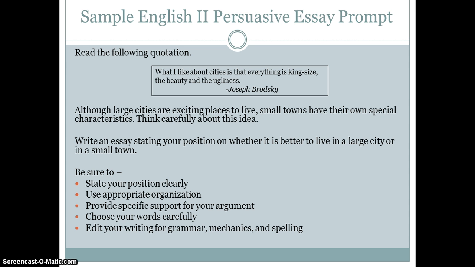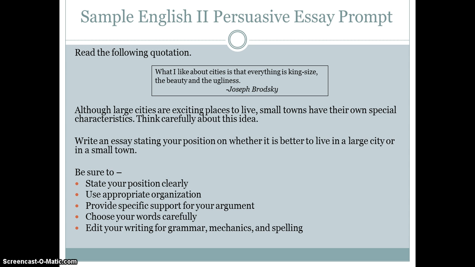It is important to locate the actual prompt on the page. Can you spot it? Where you see the words write an essay will indicate your actual prompt. You should probably place a box around your prompt. In this case, the prompt says, write an essay stating your position on whether it is better to live in a large city or a small town.